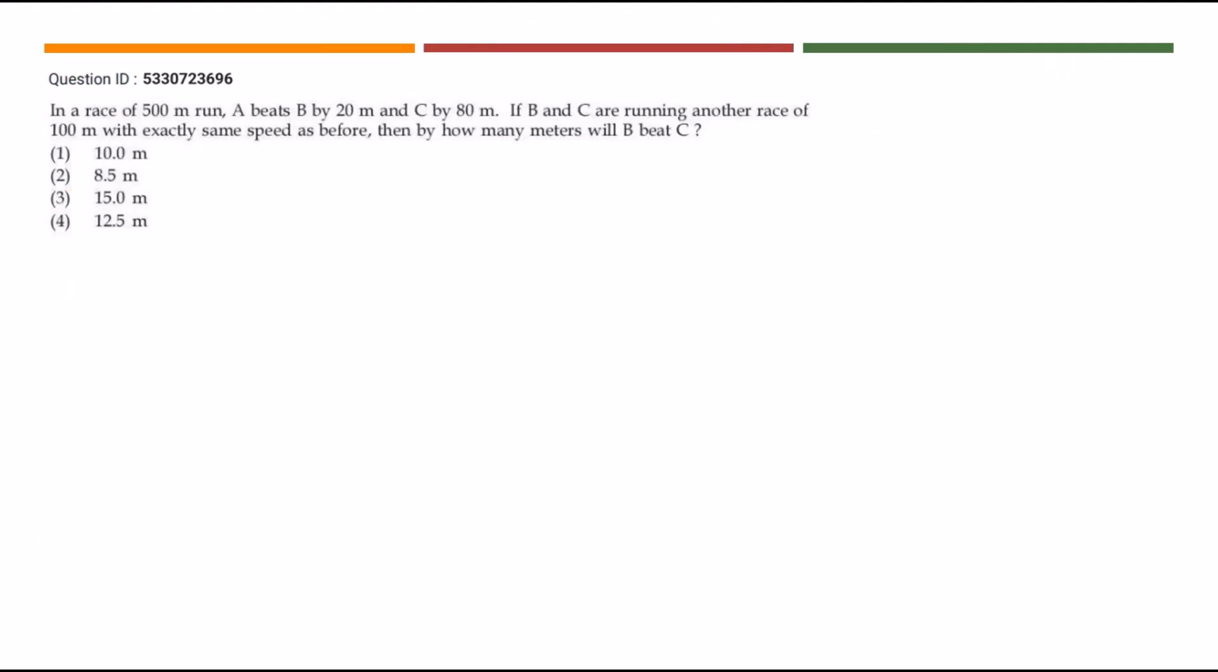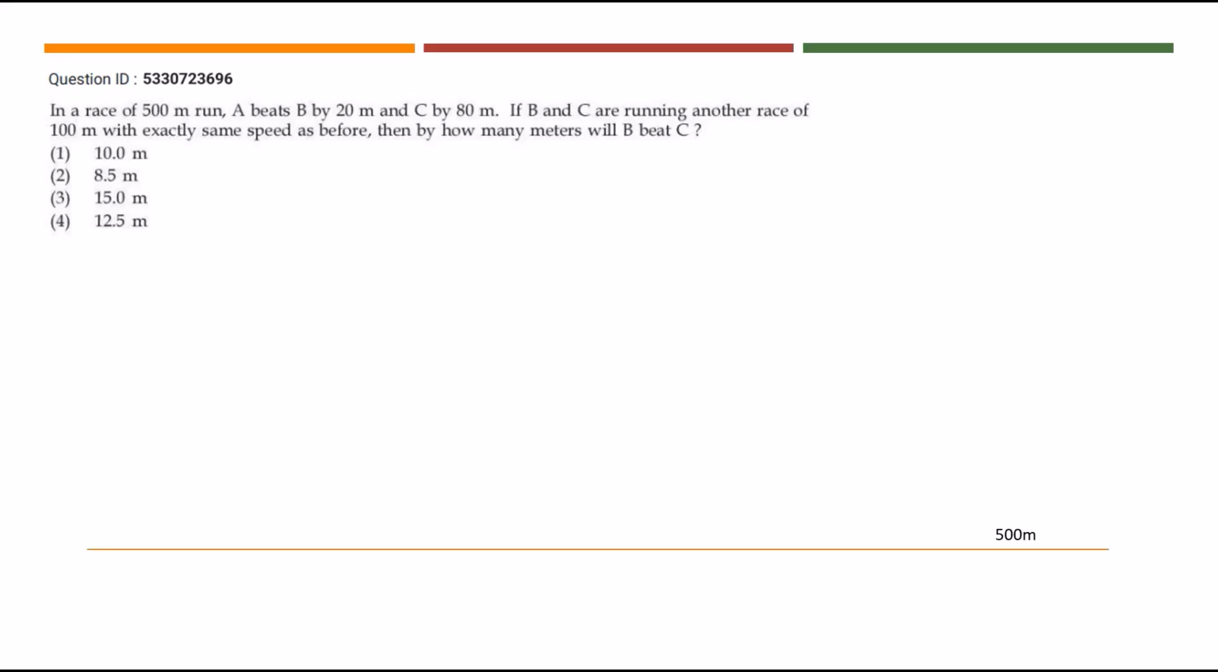Next question. In a race of 500 meter run, A beats B by 20 meter and C by 80 meter. If B and C are running another race of 100 meter with exactly the same speed as before, then by how many meters will B beat C?